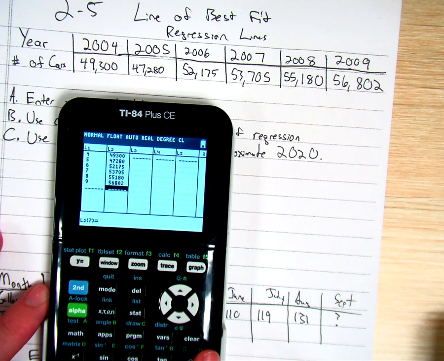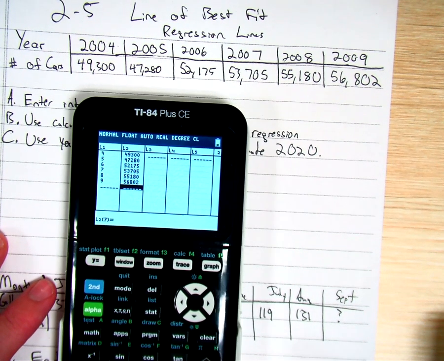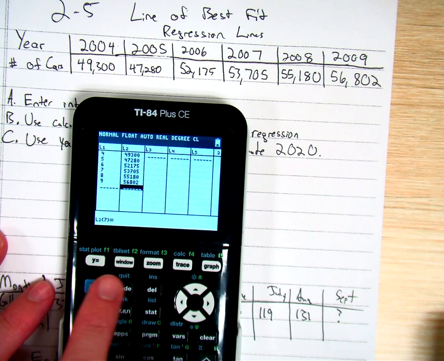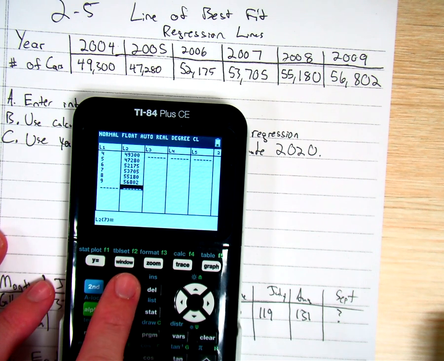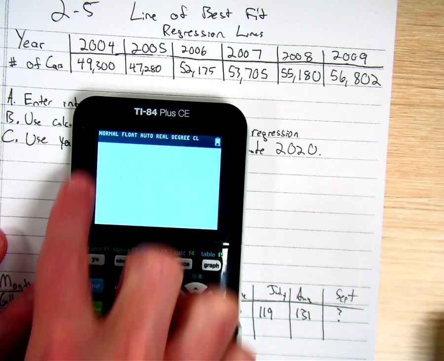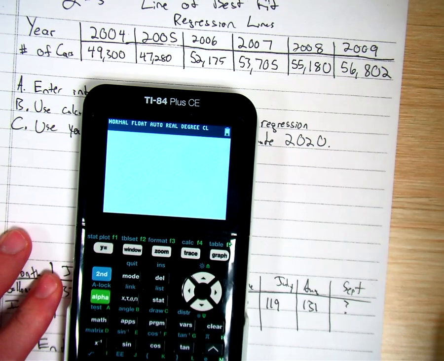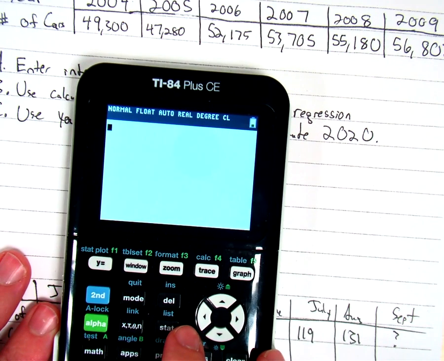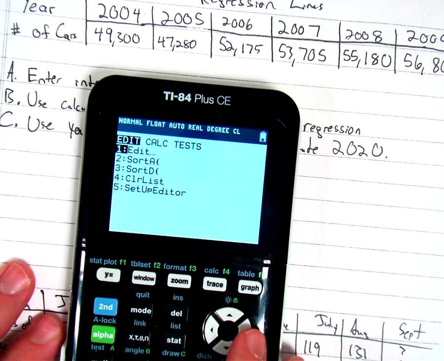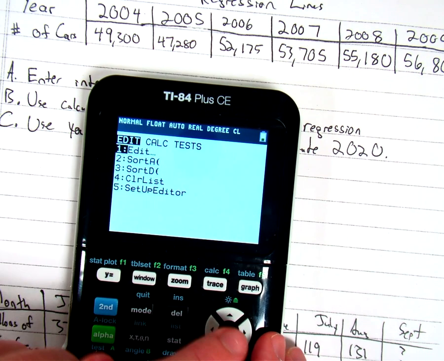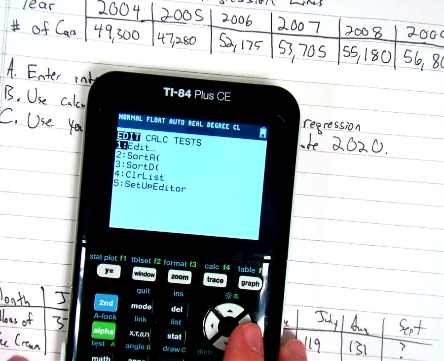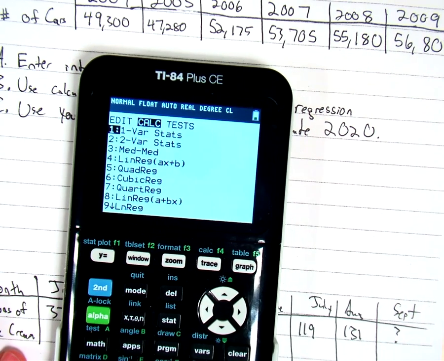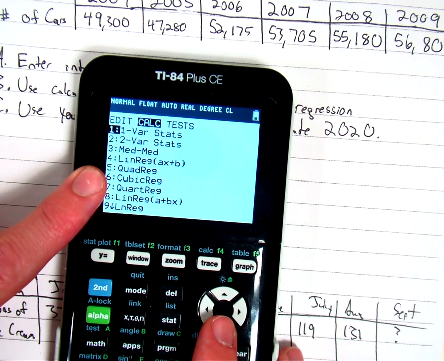So we typed it in. Fantastic. Next we need to quit. Second, quit. They're right next to each other. Takes us back to the main screen. We're going to push stat again, S-T-A-T, stat. And this time we're going to use our arrow key to slide over to calculate. And we want to calculate linear regression, the fourth one.